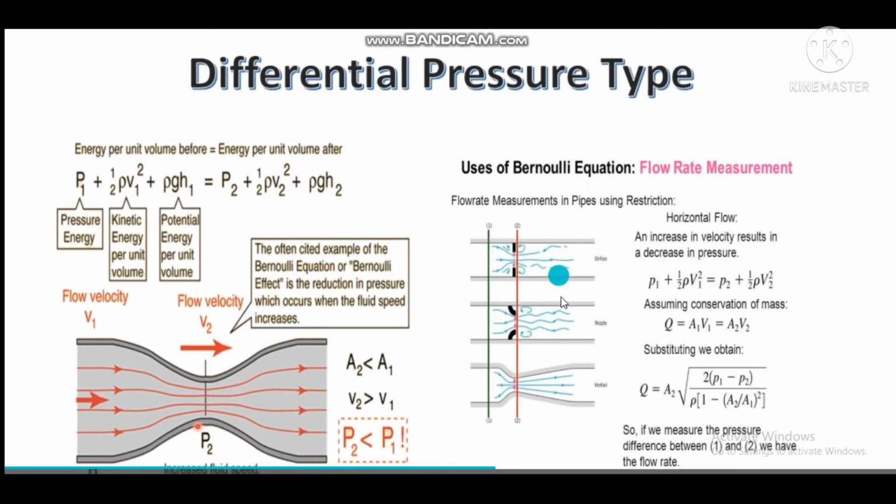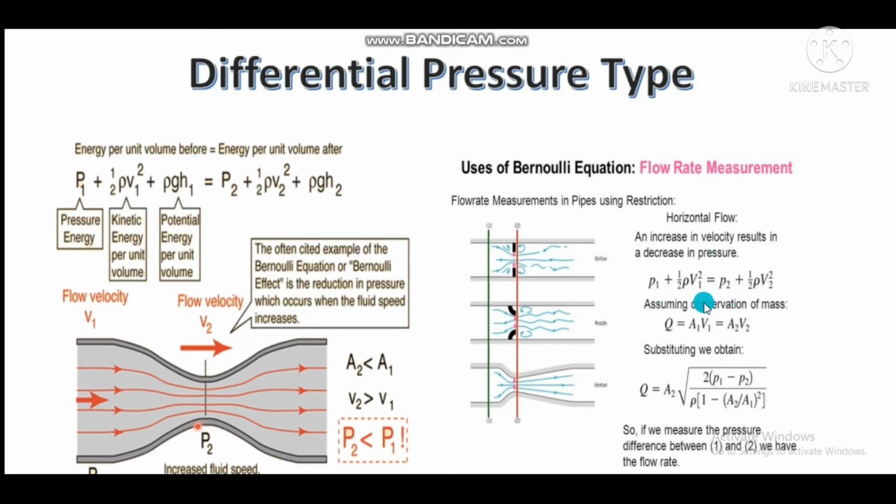So for the horizontal flow, we will see that the height will be similar for both cases. So height h1 is equal to height h2. So here in this equation, we get height h1 equal to height h2. That means these two heights are equal, so we will cancel them out from this equation and we will get this equation.